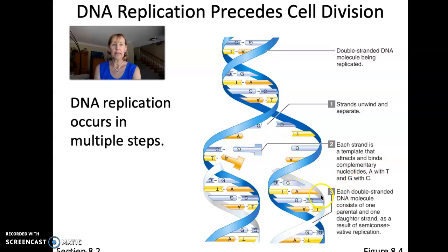In step 3, each double-stranded DNA molecule consists of one parental strand, one that started out in the beginning, and one daughter strand, the one that you put new nucleotides onto. And therefore, we can call this semi-conservative replication. Semi-conservative because still half of the parent exists in the new one, so it's not entirely new.